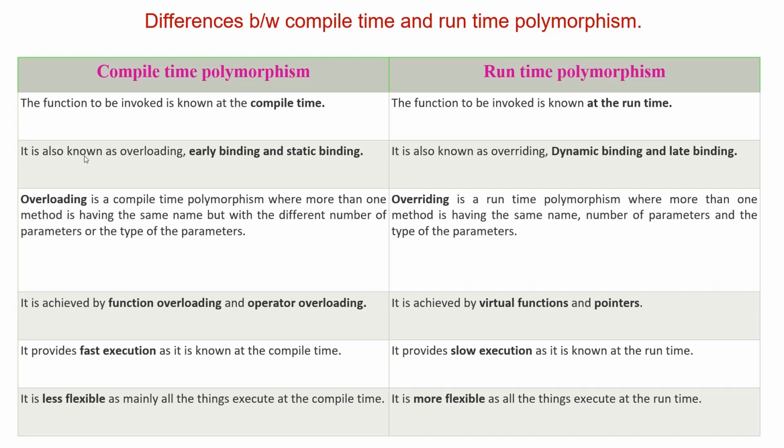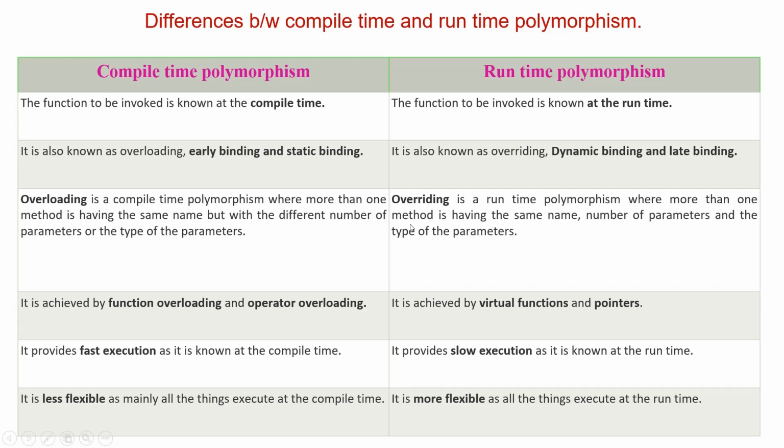Now, third point of compile time polymorphism: overloading is compile time polymorphism where more than one method has the same name but with a different number of parameters or type of parameters. Third point of runtime polymorphism: overriding is runtime polymorphism where more than one method has the same name, number of parameters, and type of parameters.